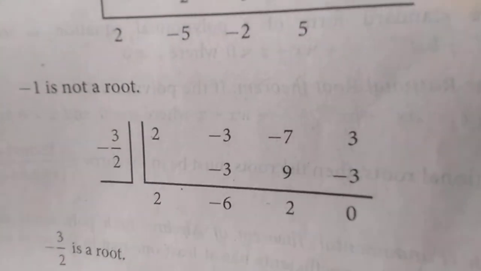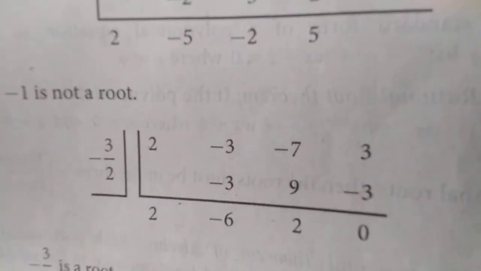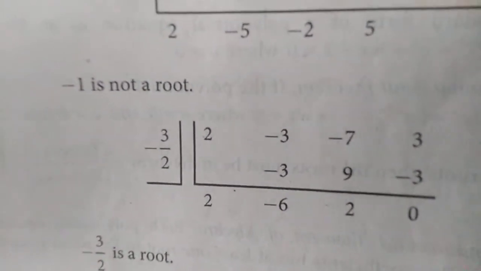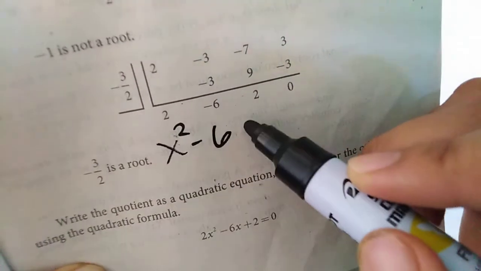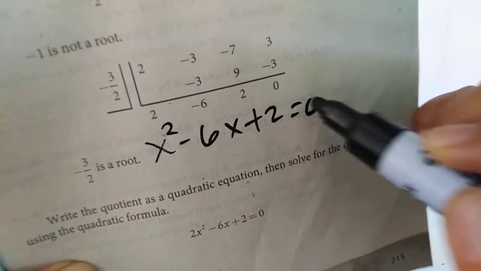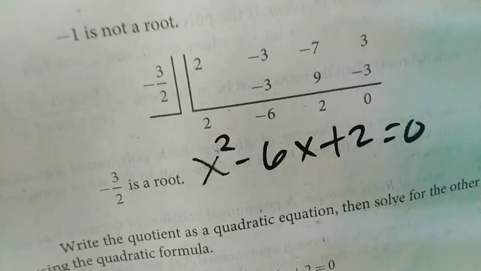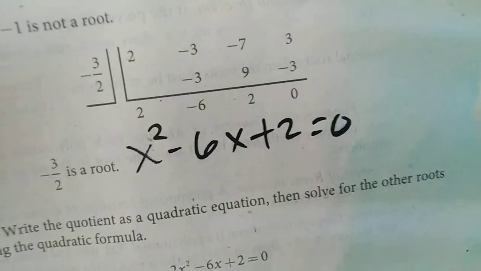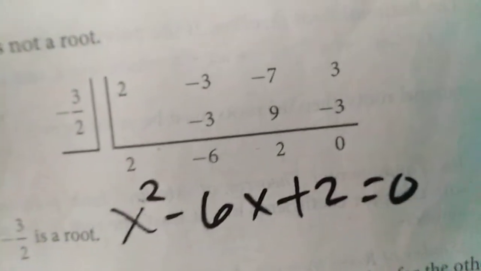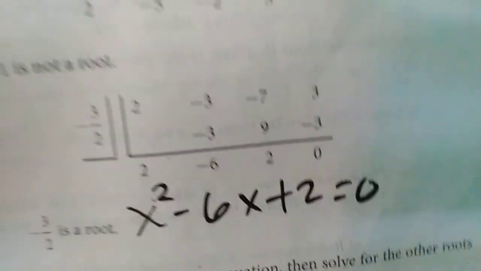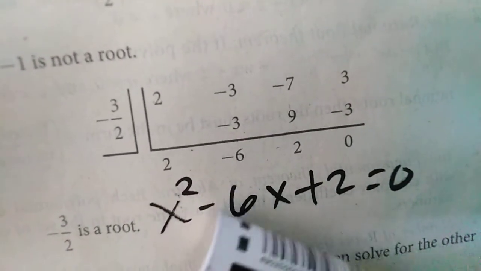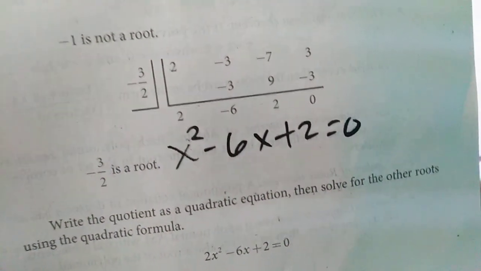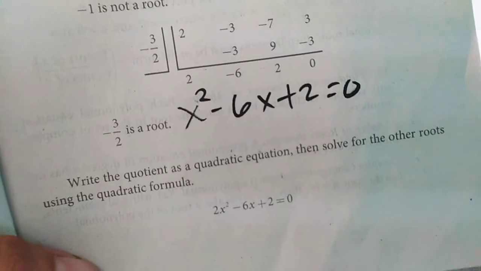Now we write the depressed polynomial. It becomes x squared minus 6x plus 2 equals 0, right? It is now a quadratic equation. What makes it a quadratic equation? If the highest exponent is 2. So the highest exponent is 2, this is a quadratic equation. We can solve for the other roots using the quadratic formula.